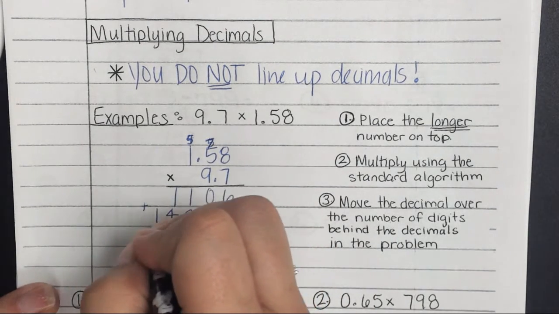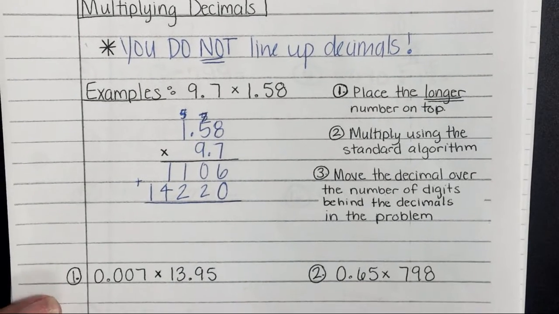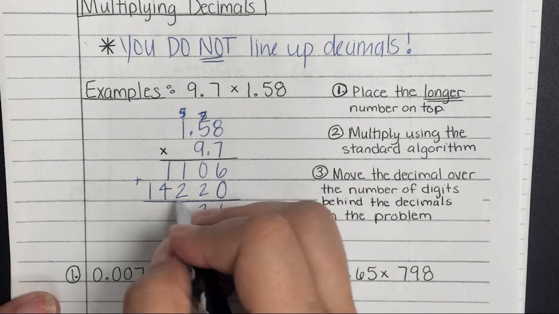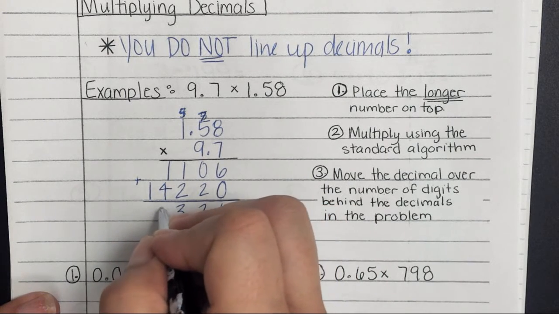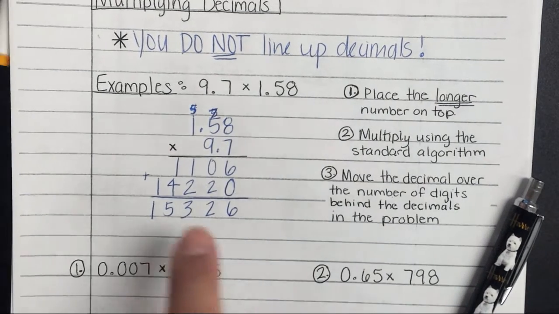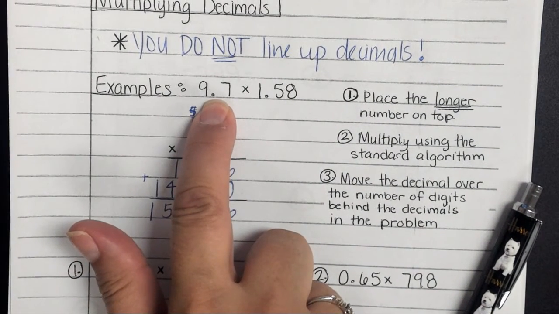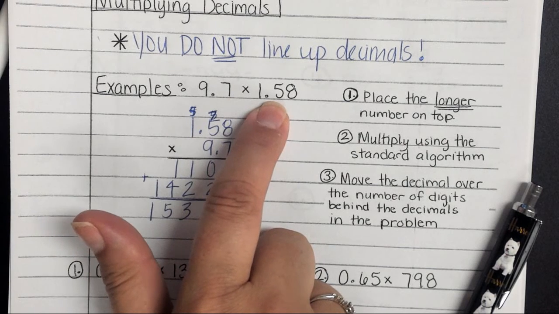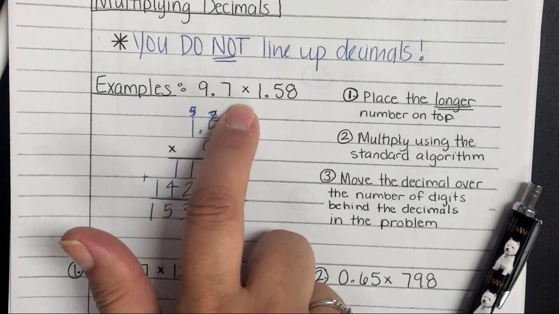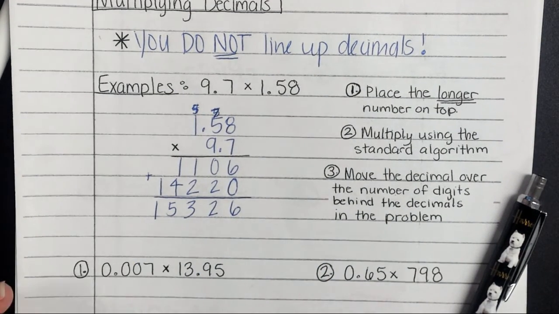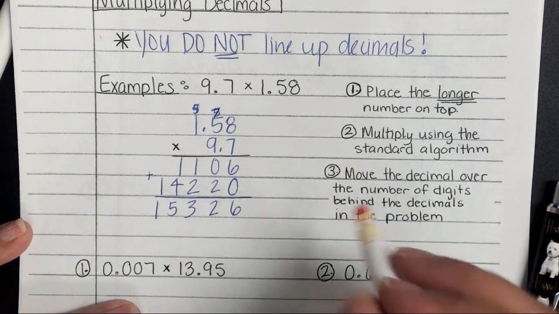Okay, at this point, I'm going to add them together just like I've been doing with multiplying. 6 plus 0 is 6, and then we have 2, 1 plus 2, 3, 1 plus 4, and 1. Okay, am I done? No, because if I have almost 10, if I were to round that 9 and 7 tenths, that's almost 10, and that's almost 2, right? So I'm basically looking at approximately 10 times 2. If I multiplied 10 times 2, would I get 15,000? No. So our answer right now doesn't make sense. So that's where step number 3 comes in.